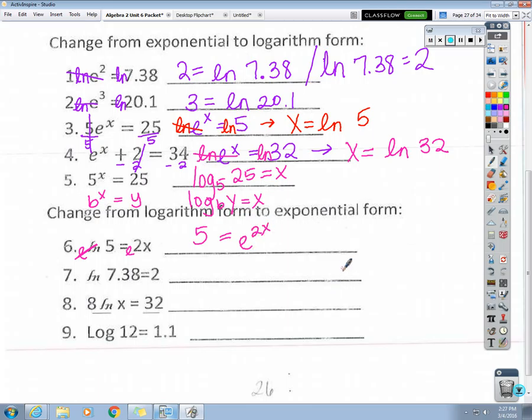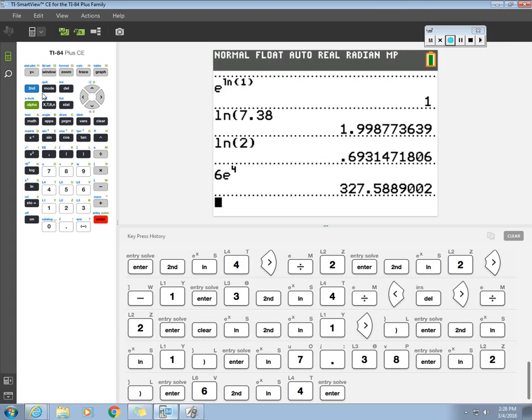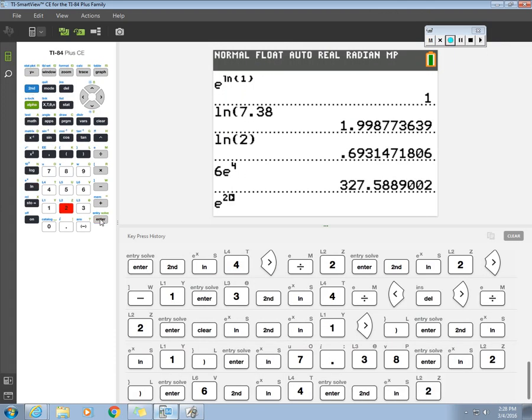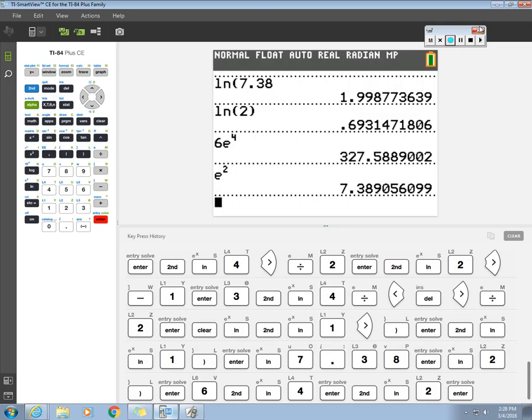Okay, so for number 2, same thing. E raised to the ln of 7.38 equals e squared. Those cancel each other out, leaving 7.38 equals e squared. And you could check that one. Like if you typed in e squared, you would get 7.38.